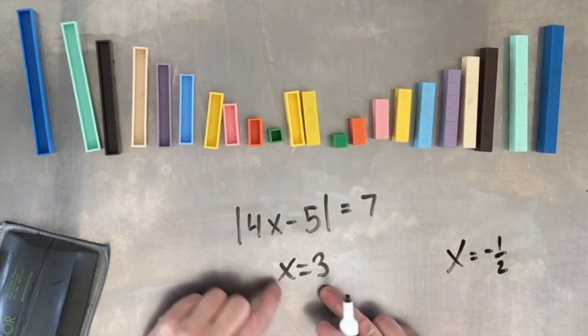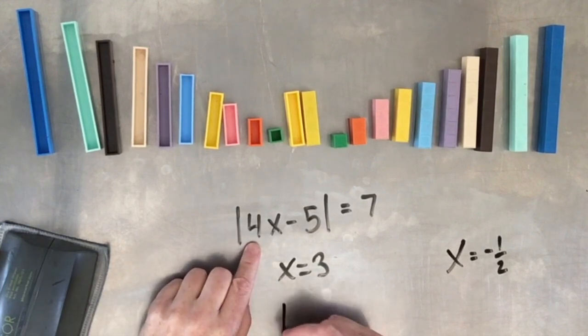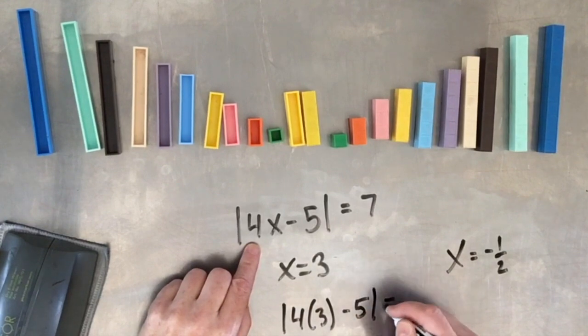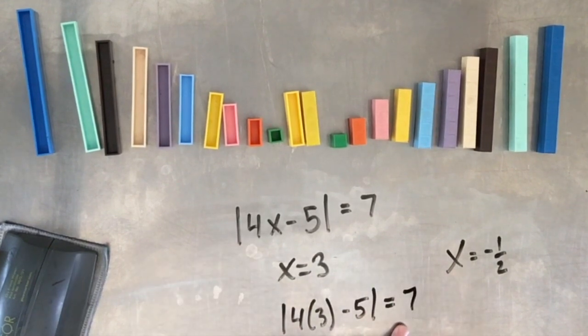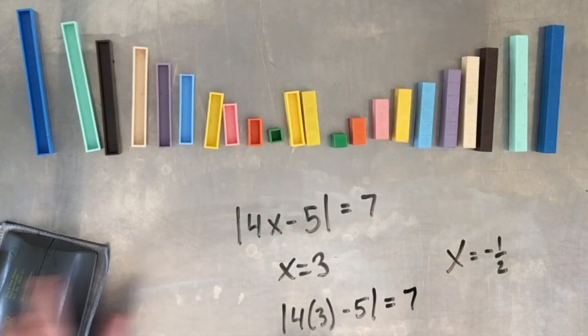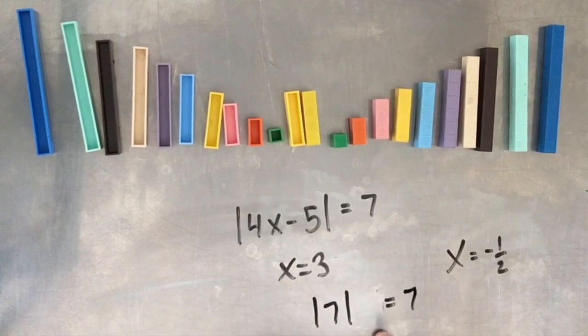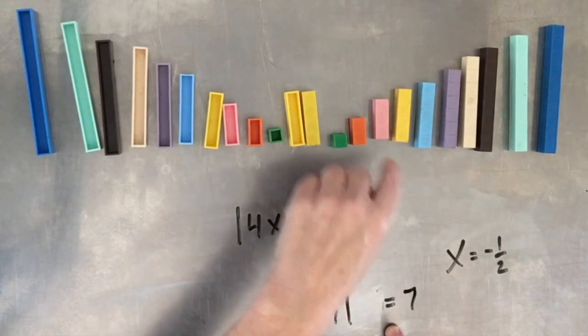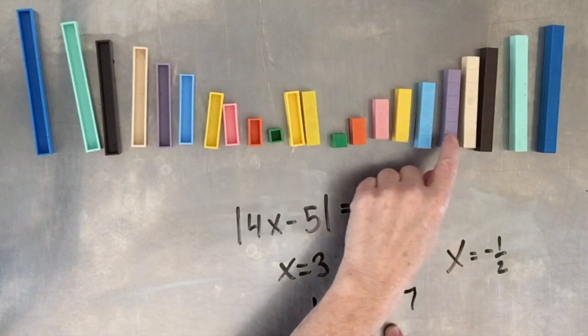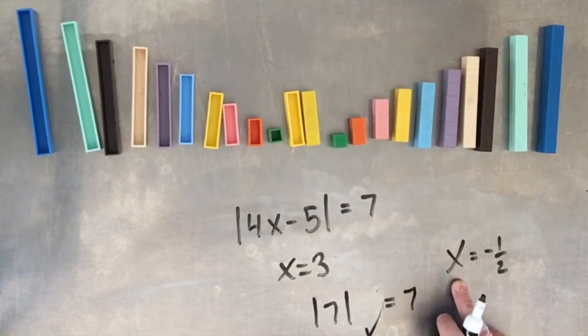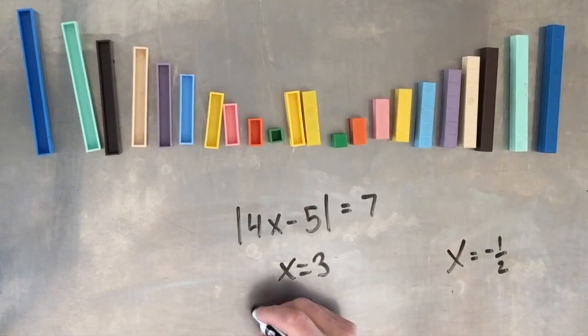So let's put these in there and see if that works. So 4 times 3 minus 5, is that exactly 7 steps from 0? Well, we have 12 minus 5. Well, 12 minus 5 is 7. So that is exactly 7 steps from 0. Right? 7 is 1, 2, 3, 4, 5, 6, 7. So that one works.